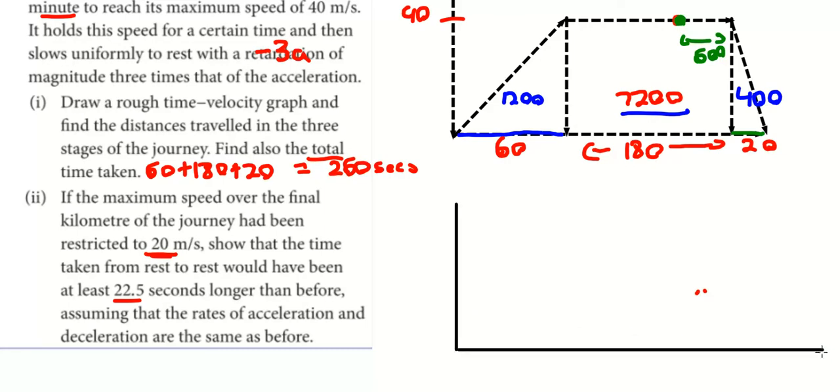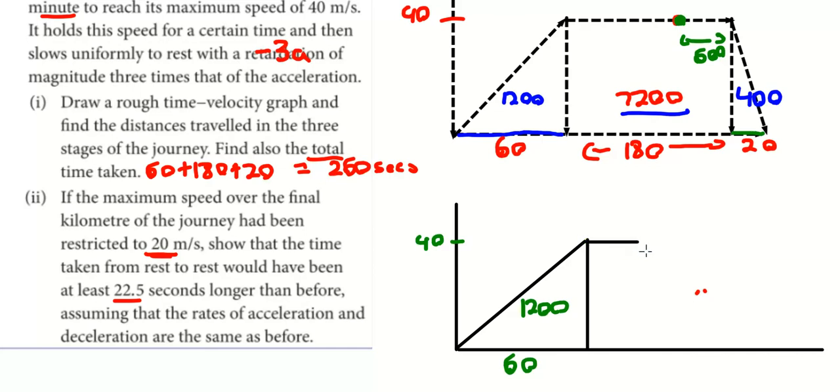Okay, everything else is still the same. So what's the same? You accelerate for 60 seconds to a maximum speed of, what's it, 40, isn't it? And you do that over 60 seconds. Okay, a half base times height will yield 1,200. Is that okay?